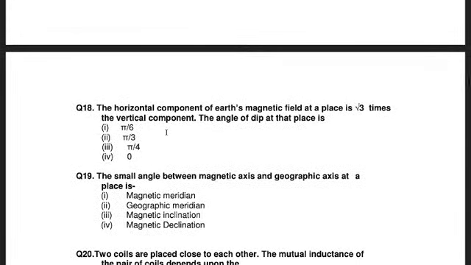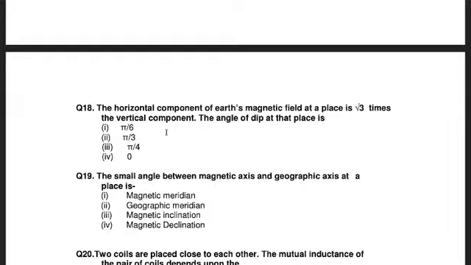Question number 18. The horizontal component of the Earth's magnetic field at a place is root 3 times the vertical component. The angle of dip at the place is: option 1, pi by 6; option 2, pi by 3; option 3, 3 pi by 4; option 4, 0. Correct. The option is 1, pi by 6.